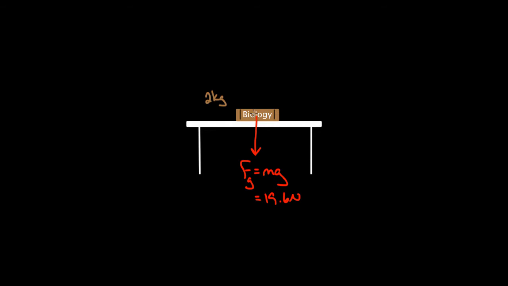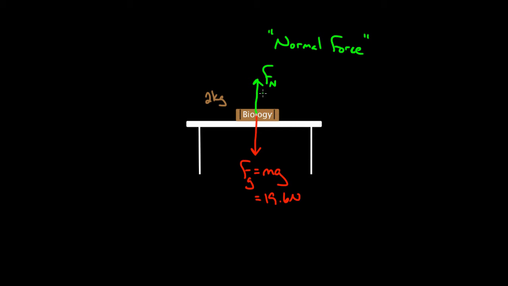Are there any other forces on the biology book? Turns out there is. A lot of people don't like this. There's a normal force on this biology book, and it points straight up. The table is exerting an upwards force. We call it the normal force. And it's a force that points perpendicular to the surface. So this is pointing out of the table, perpendicular to the surface of the table.